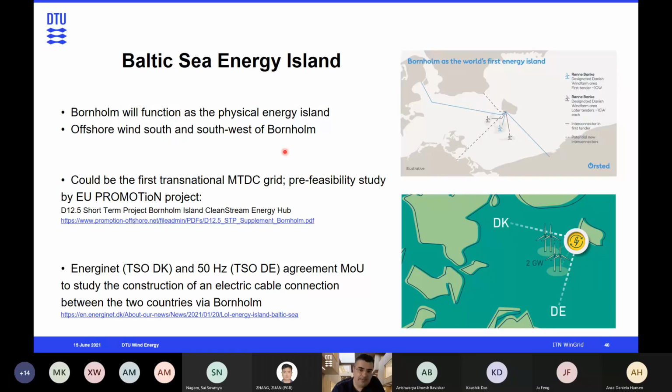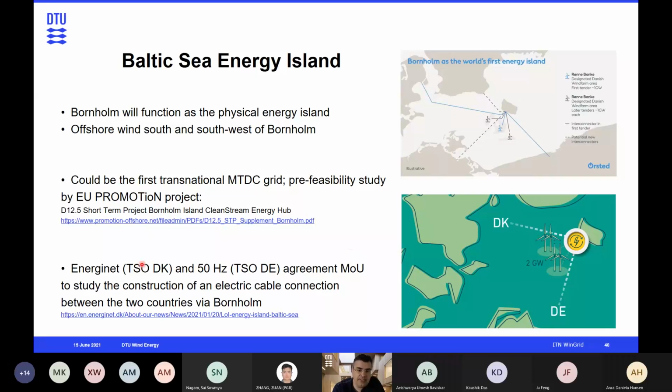And this one, I think it will be tendered this or next year. I think the requirements will be specified, and then it's expected to be built before 2030. And as I said, this could be the first transnational multi-terminal DC grid. And if you want to read more, in the PROMOTioN project, the partners did a pre-feasibility study about this connection.